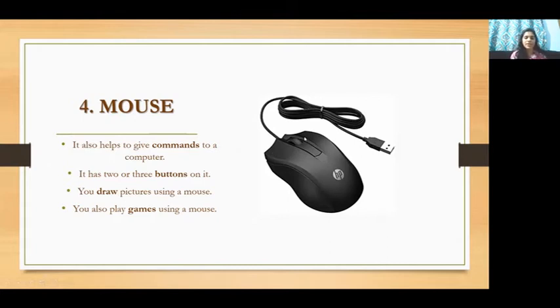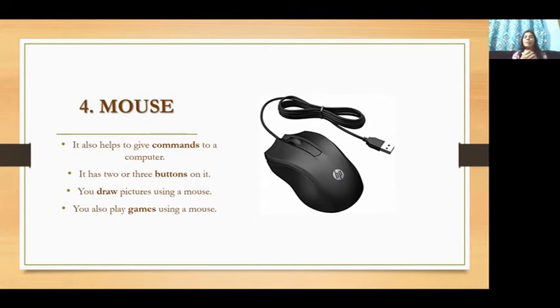Some other mouses are there with 2 buttons. So usually a mouse is having 2 or 3 buttons. You can click on these mouse buttons. You can draw pictures using a mouse. How can you draw pictures? Yes, using this mouse, you can draw pictures. And also you can play games using a mouse.